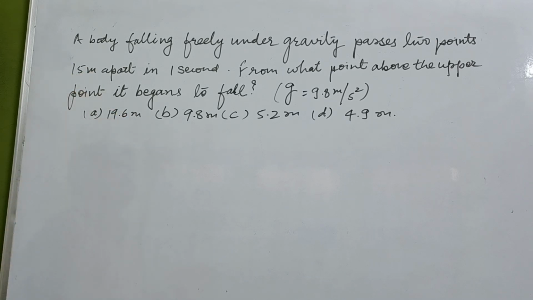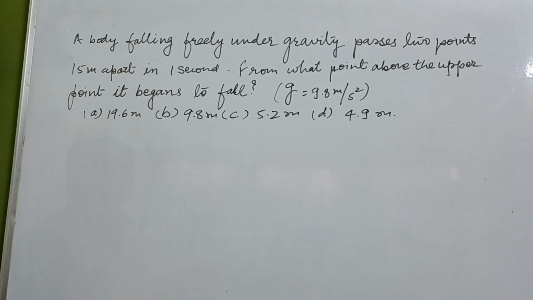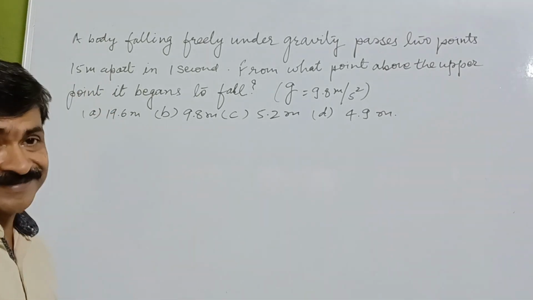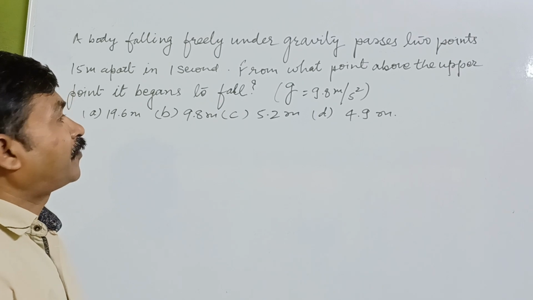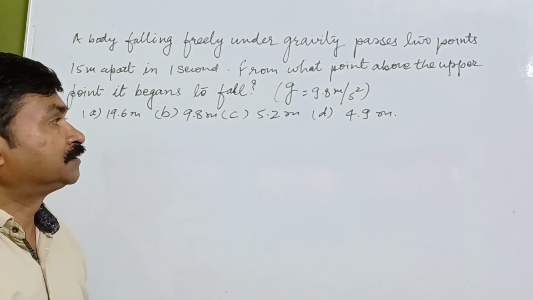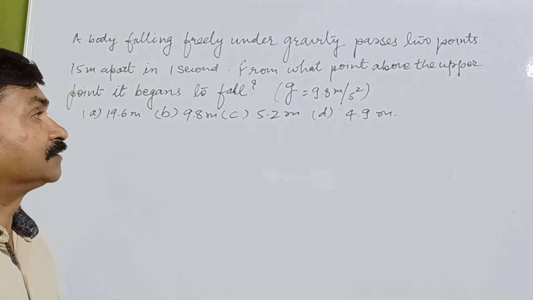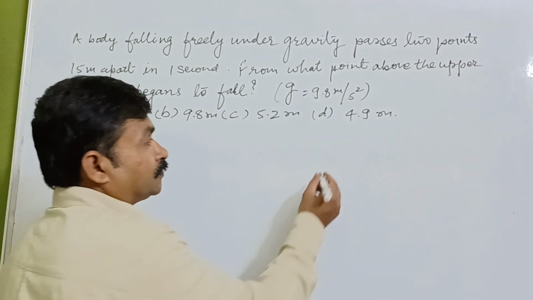Yeah, we are having a question which is based on equation of motion. A body falling freely under gravity passes 2 points 15 meter apart in 1 second. From what point above the upper point does it begin to fall? The value of g which is given to us is 9.8 meter per second square. Now we go through this.